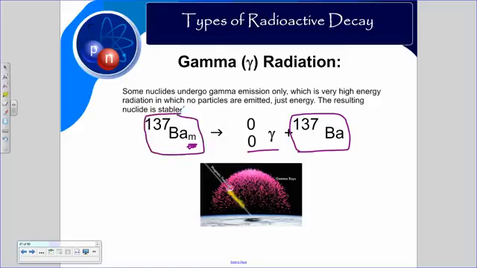No transmutation taking place. Okay, this gamma radiation that's emitted is simply high energy light radiation. Very high energy. Gamma radiation is capable of going right through the nucleus of one of your cells and hitting nothing. However, if it were to hit your DNA, it would damage your DNA greatly.